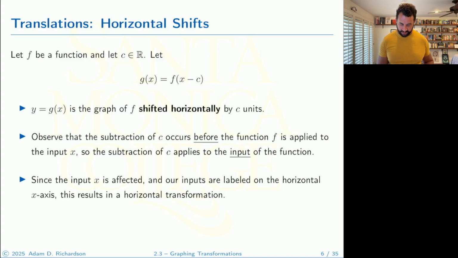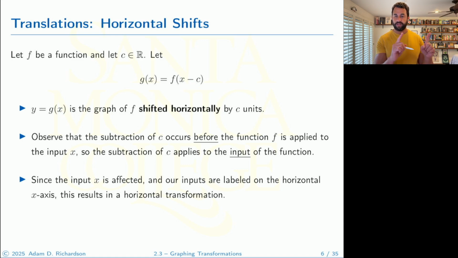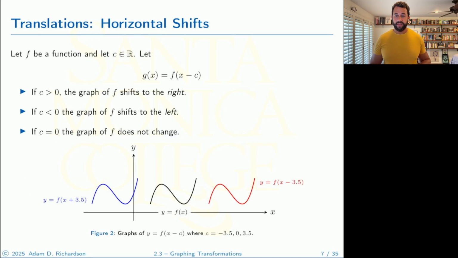And why is this happening? Because notice the subtraction is occurring before the function f is applied, right? Here's the function f. What we're doing is we are shifting the input before we apply the function. We're doing it to the input, right? We're shifting the input, so we're getting a horizontal change because the inputs are plotted on the horizontal axis, right? Inputs are labeled on the horizontal axis. So whenever you start tweaking the input of the function, you're doing something related to horizontal points, all right? Horizontal points.